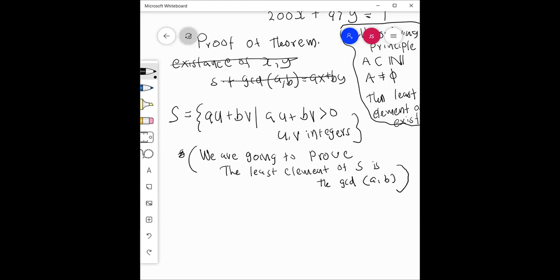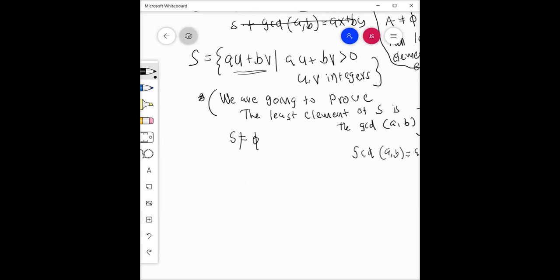First of all, we need to prove S is non-empty. If we prove S is non-empty, then trivially the least element exists in this form, AU plus BV. Then we are going to prove that it is the greatest common divisor of A and B. If we prove that, then that means the GCD of A and B is in this form, AU plus BV. We can write it in AU plus BV form, right? The proof is complete. So first of all, let's prove S is non-empty.